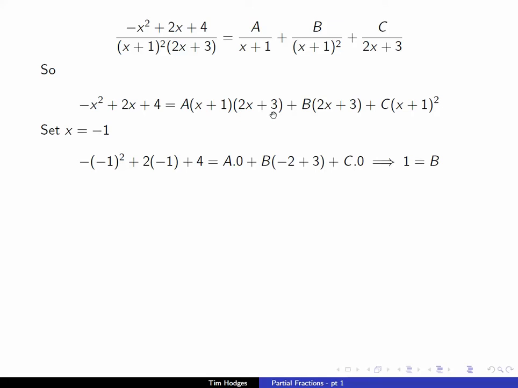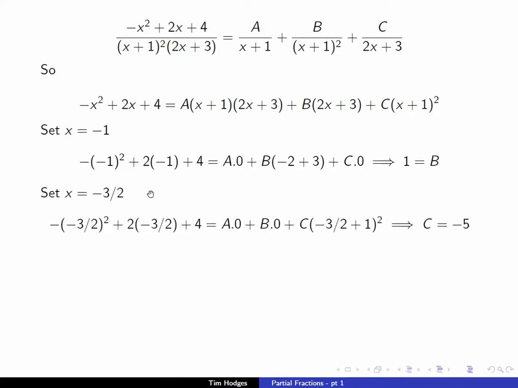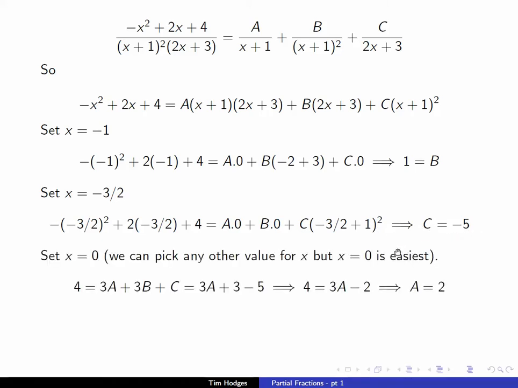Next, we want to make the 2x + 3 term equal to 0. That we can do by taking x equal to -3/2. The calculation gets a little more complicated here, but it's simple arithmetic, so I won't say too much about it. The A and the B terms are 0, and once we do these calculations carefully, we see that C is equal to -5.